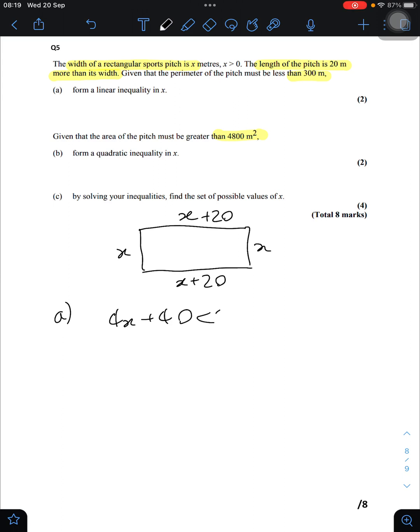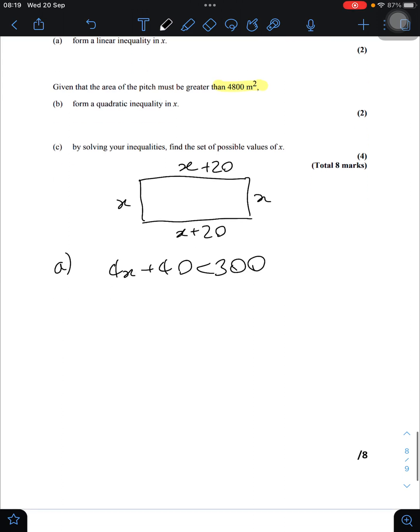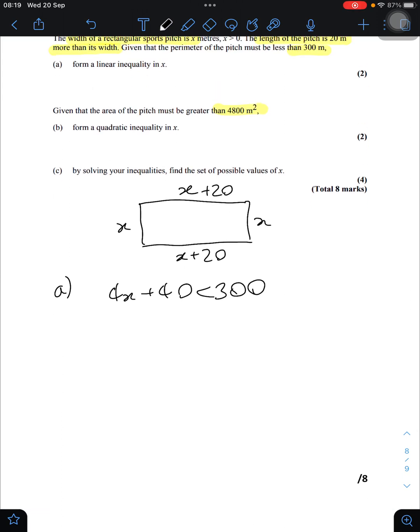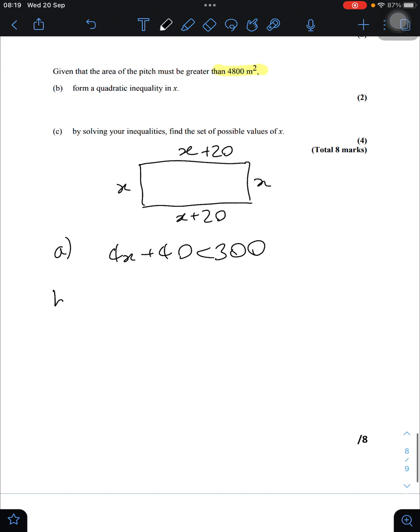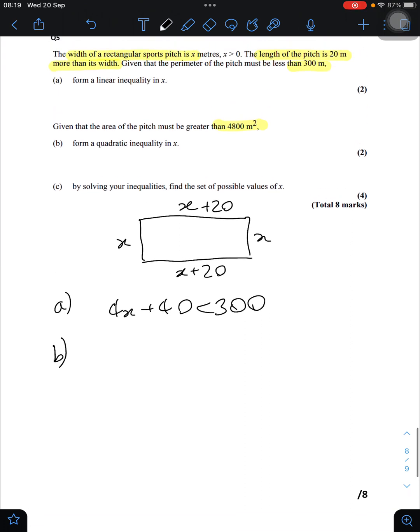And that there is less than 300. You don't even need to simplify it. They don't say get it in the form or find the value for x. It's just write down the linear inequality, and that's an inequality. No need to find x yet.